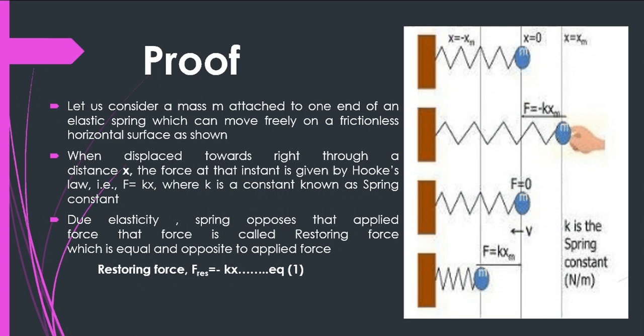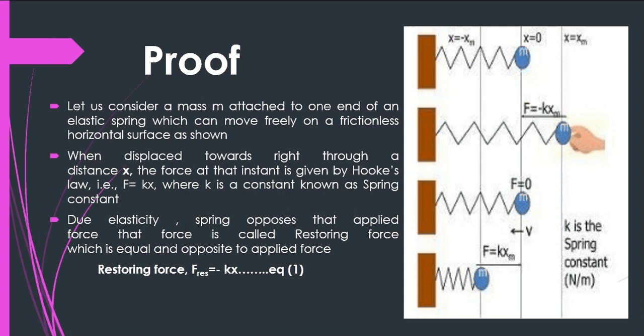When the force is applied towards the right, the length of the spring increases. That is a stretching force. When displaced towards the right a distance x, the force at that instant is given by Hooke's law: F is equal to kx. Since you are applying a force on that spring, according to Hooke's law, force produces displacement, and there is a direct relationship between force and displacement. So F is equal to kx, where k is the constant of proportionality and is called the spring constant.